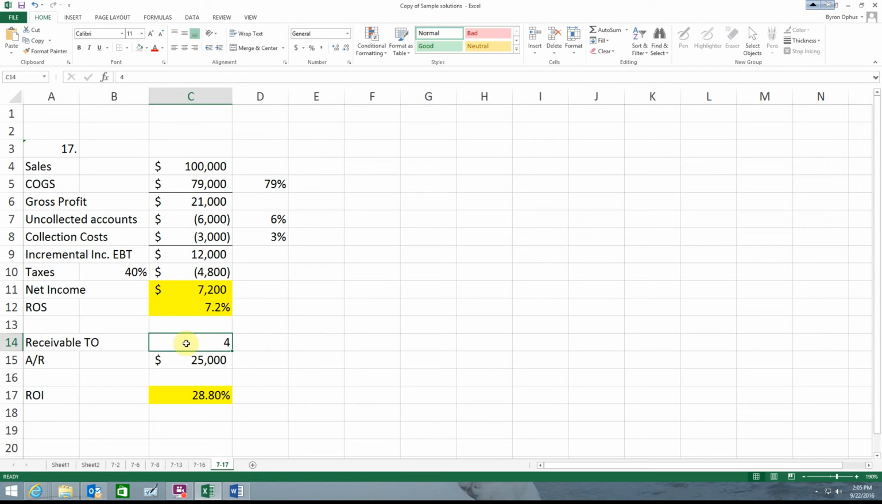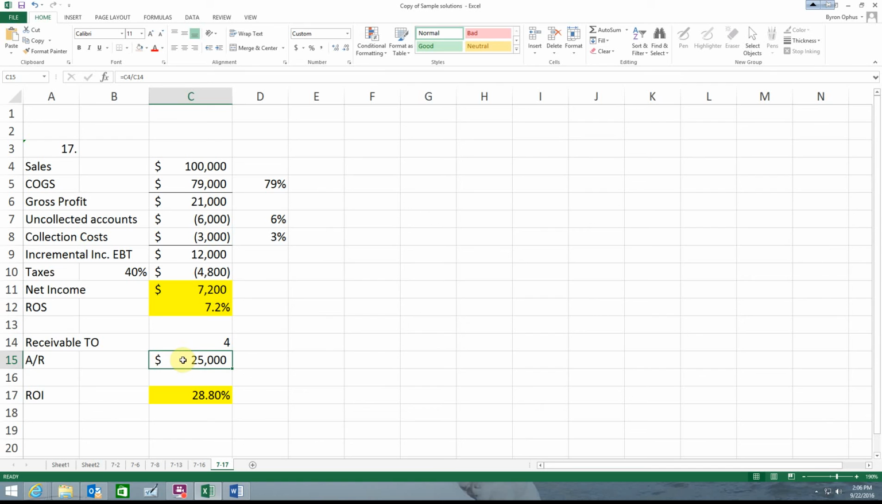So if my receivable turnover is 4, then to find what my accounts receivable is, it's just simply going to be my sales divided by my receivable turnover. Okay, so in my case, it's going to be $25,000. That's the added investment that I need in order to take on these questionable accounts, right? And they're questionable because I don't know, even though I'd make 7.2%. Now what's that for a return on investment? Well, my investment is this 25 grand. I've got to come up with another 25 grand somehow.